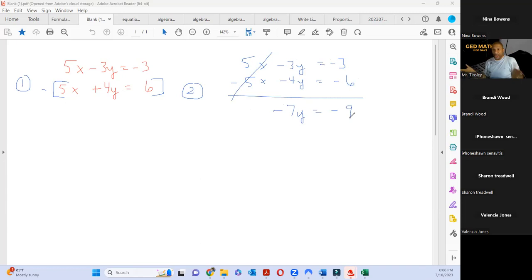This is where it gets tricky. On the GED, all your answers are going to come out to either whole numbers or common fractions. So in this case, I have to divide by negative 7. Whatever I do to one side, I do to the other. The 2 negative 7s cancel, and I get y equals 9/7. This is why I don't like this problem. I could see right away that it wasn't going to work out to a whole number. For the GED, they're going to work out to either whole numbers or common fractions, like 1/2, 1/4, 3/4. But usually for a system of equations, it works out to whole numbers.